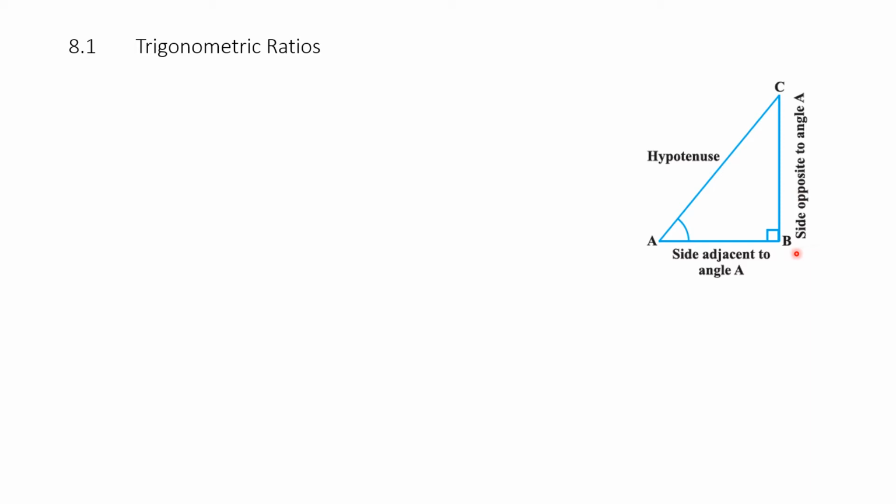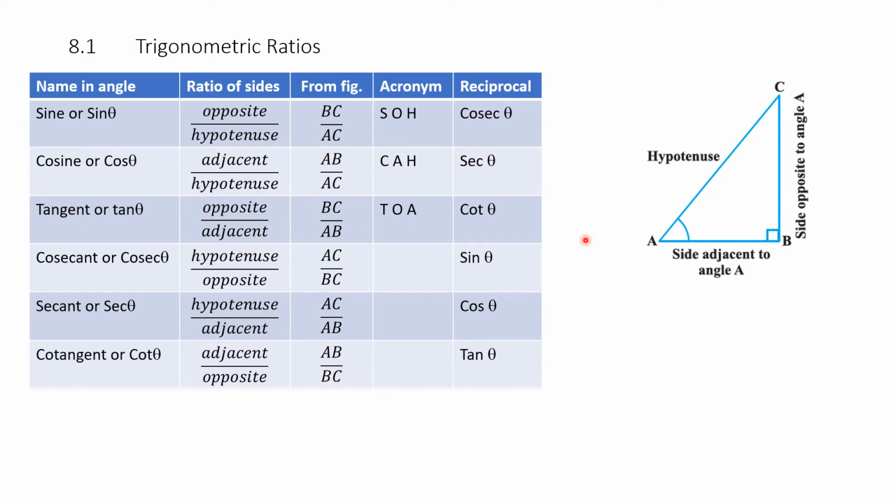Hence, there are three sides of a triangle. The longest side is hypotenuse, and the side opposite to angle A is opposite side and the side adjacent to angle A is adjacent side. Please see the table on your left hand side. In this table, we have described the ratios.